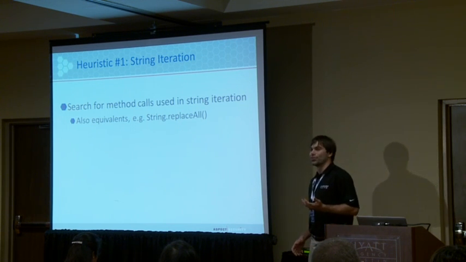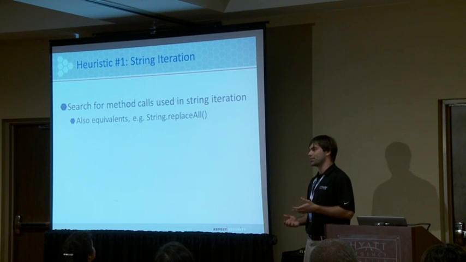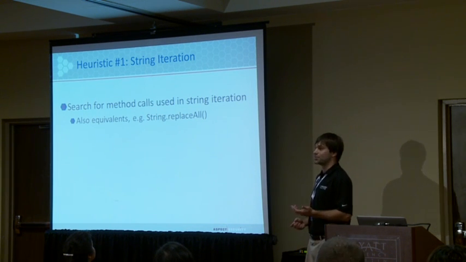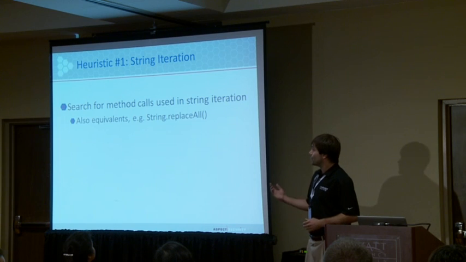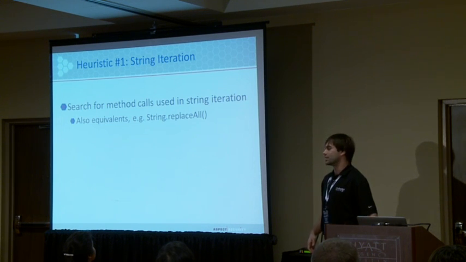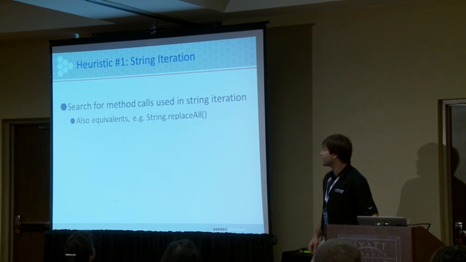So this is pretty logical. If you want to have an encoding method, it has to do string iteration in some form, because it has to go through each character in the input string and determine whether it needs to be encoded, whether it's a dangerous character. So we looked for a bunch of Java methods that indicate string iteration, or equivalents like string.replaceAll as a method. We also looked for things like the creation of a string builder object, and then the use of the string.length and string.charAt methods, because that indicates that some iteration is being done on strings.